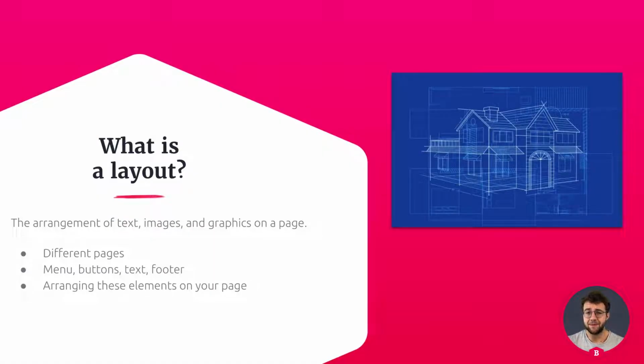In wireframing, it is important to determine what elements you want to show on the different pages. For example, you want a menu, some buttons, a piece of text and a footer. How and where you arrange these elements on your page is called your layout.